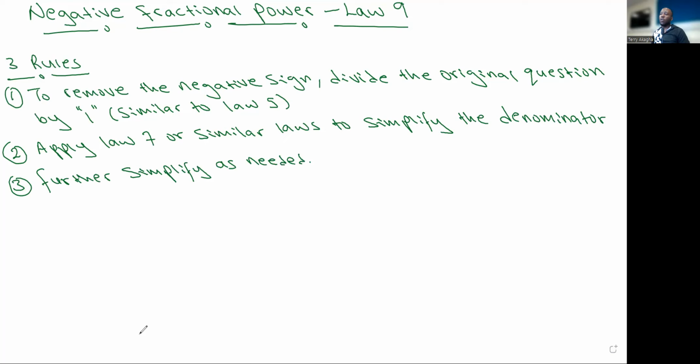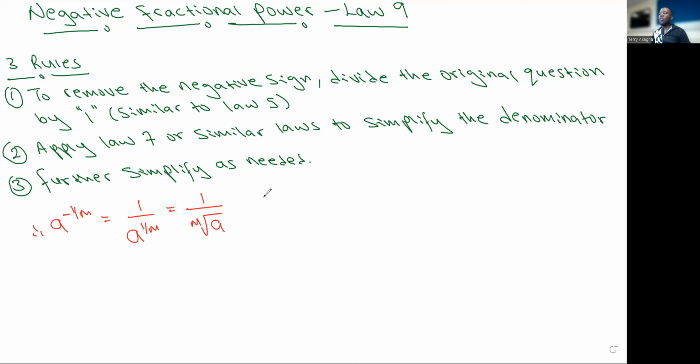Okay, so let's go straight into the laws. The first one is if we have a raised to the power minus 1 over m. You can see it's a negative fractional power. To remove the sign, it's going to be 1 over a raised to the power 1 over m. If you remember from law 7, I said a to the 1 over m is the same thing as the mth root of a.